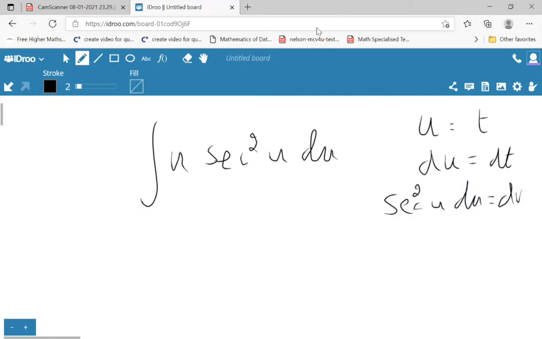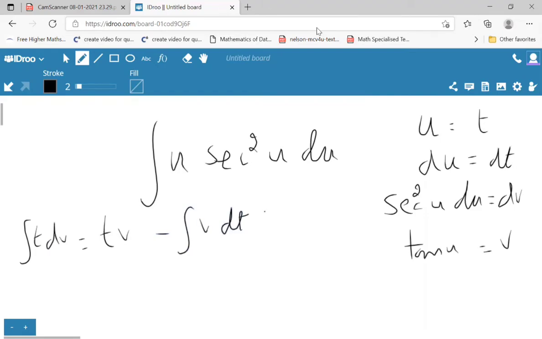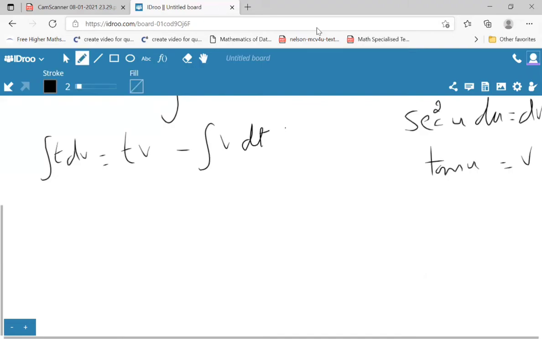Integrating on both sides, I'll get tan u is equal to v. Now we know uv. So here we can take it as tv minus integration of v dt. All right. So let us substitute the values. t is nothing but u into tan u minus integration of tan u into d.